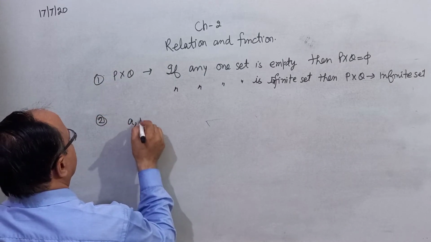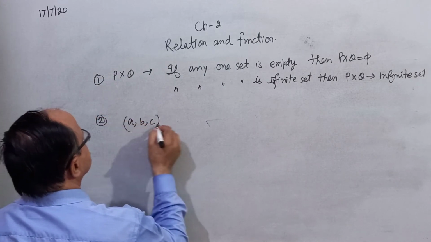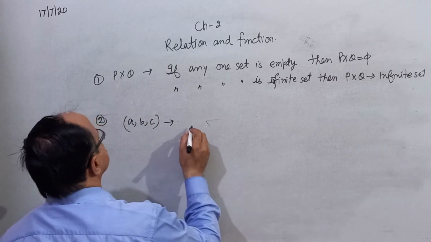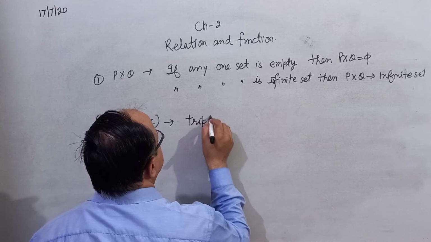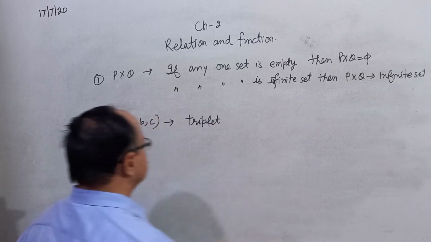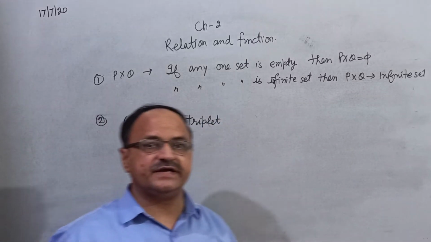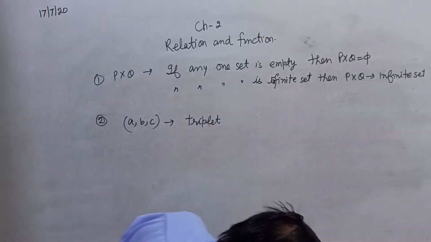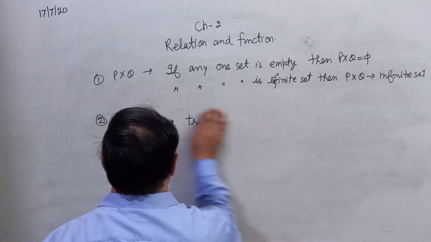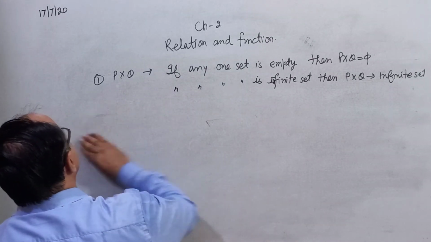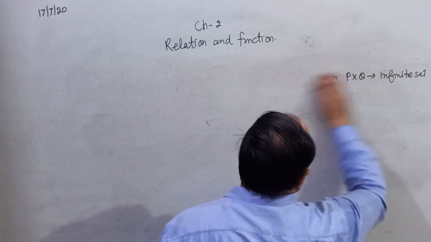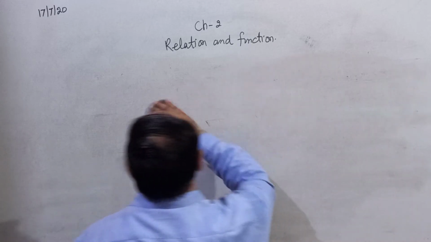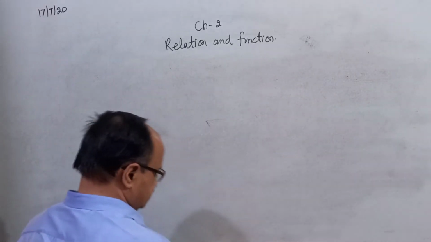And here (a, b, c) is called an ordered triplet. This is called an ordered triplet, correct? These are some important points which help in solving exercise 2.1.